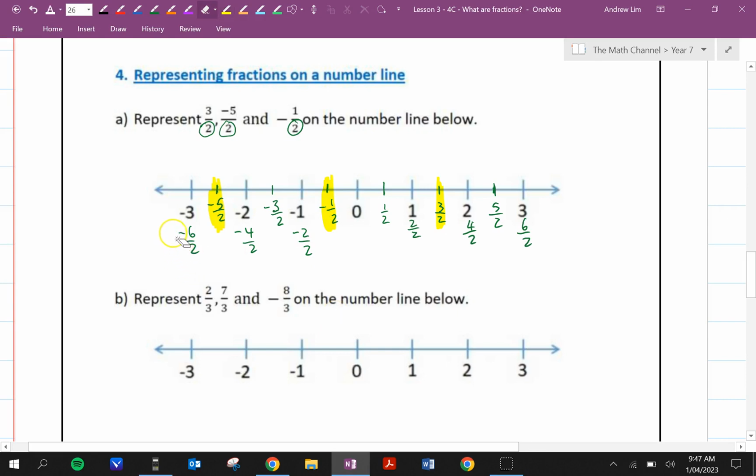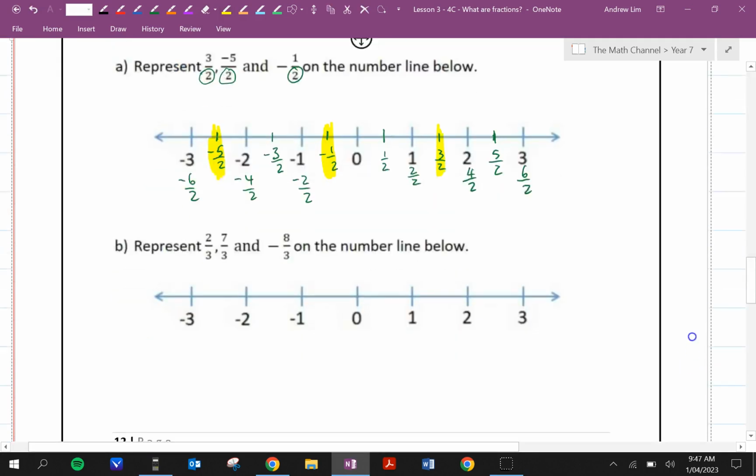So we can get rid of all of this because we didn't need it. And that's our final answer. But I'm just going to leave that there for you so you can see what's going on.